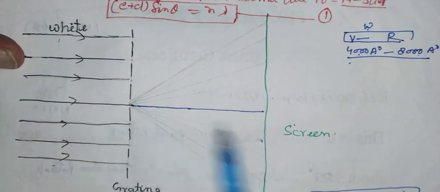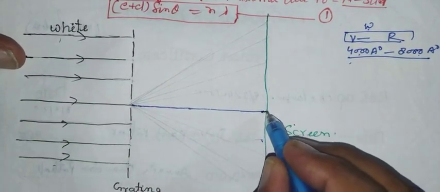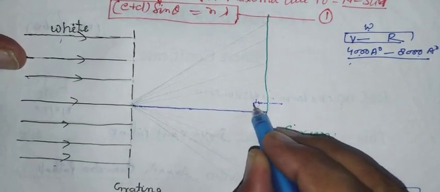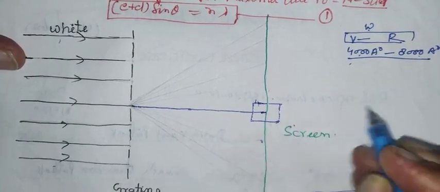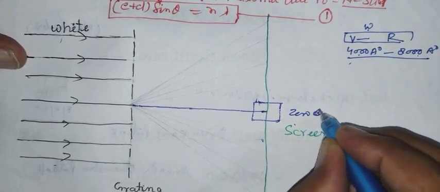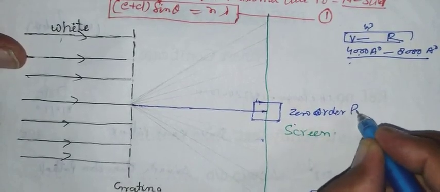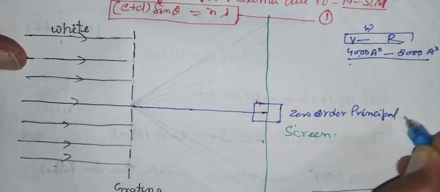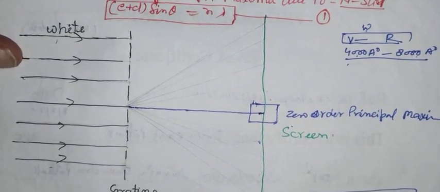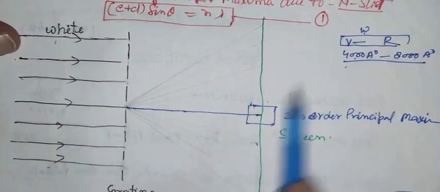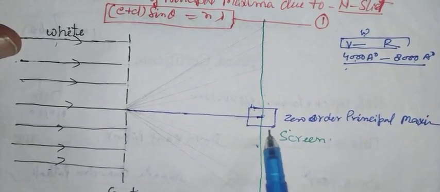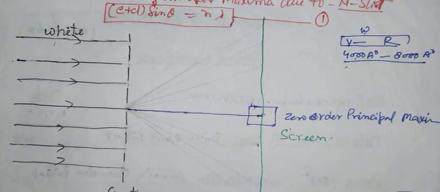For all colors, for the zero order principal maxima, see here. The zero order principal maxima for all seven colors is at the same point, they combine, and white fringes appear again at the center of it.